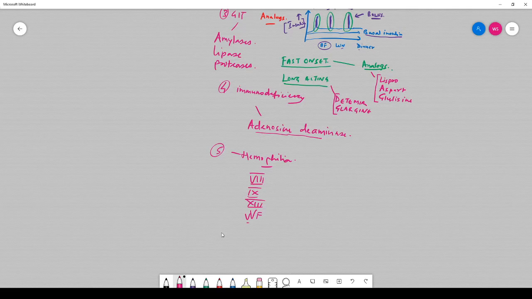And can there be a sixth one? What can we say? Some metabolic enzyme deficiency. And the drug would be alpha glucocerebrosidase. This acts on glucocerebroside, which is a lipid.